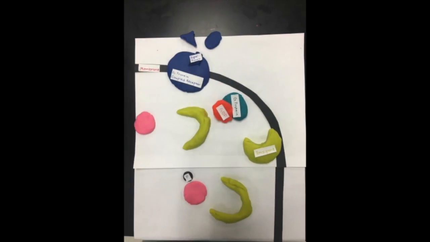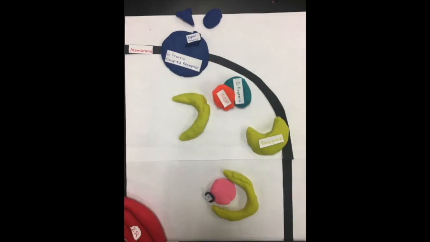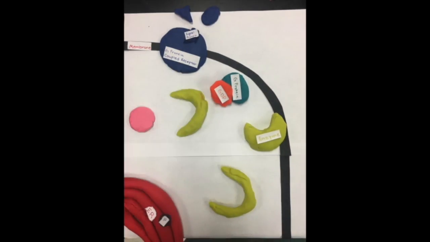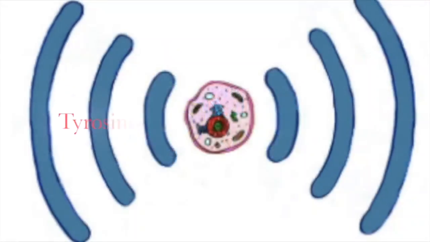The process repeats until the phosphate reaches the endoplasmic reticulum. Once the phosphate reaches the ER, it causes the cellular response and the ER releases calcium ions.